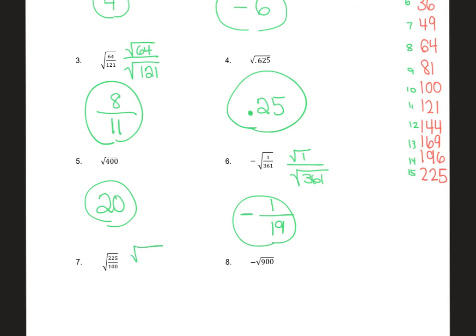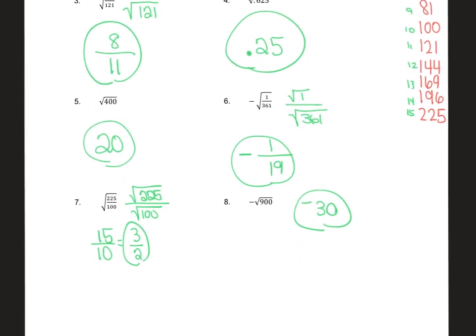All right, number 7. You can simplify before, but what happens if you simplify before, you might not end up with perfect squares, and we are not going there right now, and it makes your life more difficult. So you want to stick with, if you have a perfect square, simplify when you can using that. So we get 15 on the top, 10 on the bottom. Both of those are divisible by 5, so we get 3 over 2. And then number 8, that is going to be negative 30. 30 times 30 gets me 900. And I'm all done.